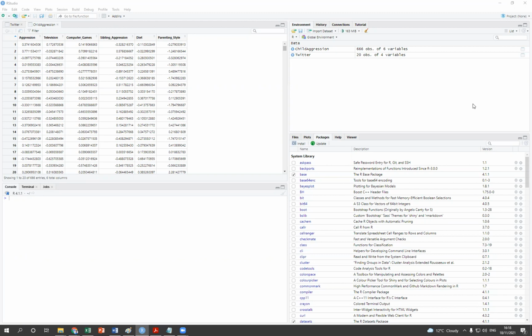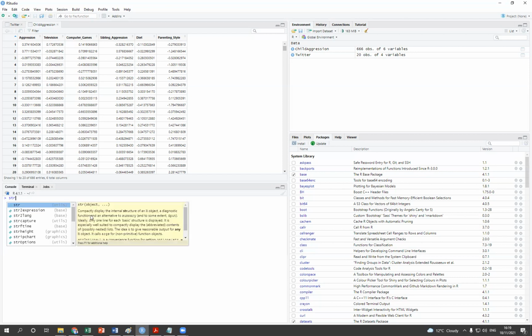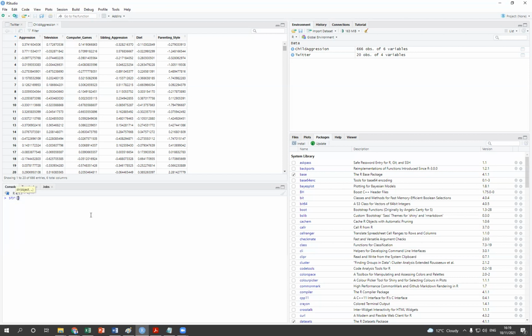But when the variables are in categorical form, or character, the story is different, and we've got to make some changes. For example, here in the data set for child aggression that we used for developing a model, if you want to look at the structure of the data, you can use str function and call the data frame. You will see that all the variables are in numerical form, continuous, and we know how to develop model.